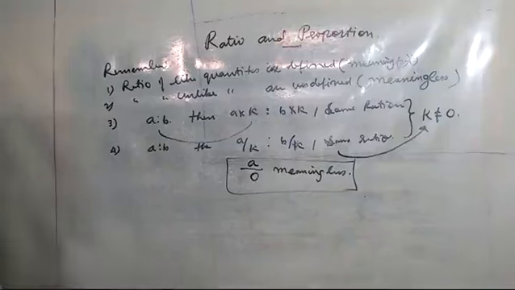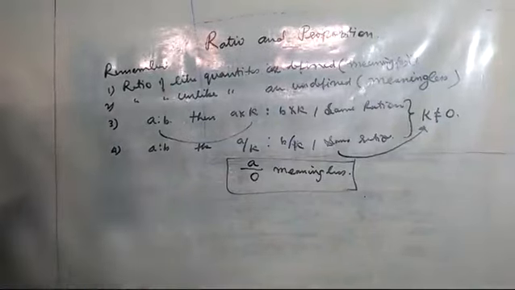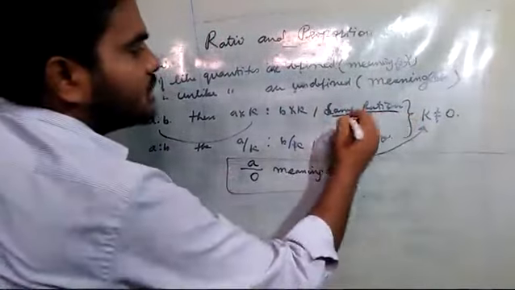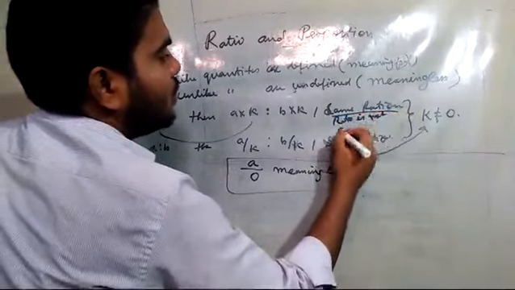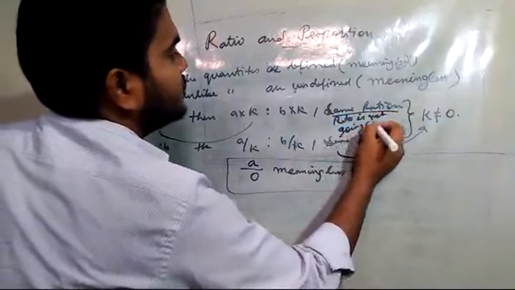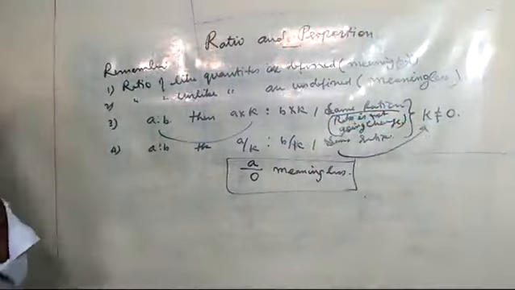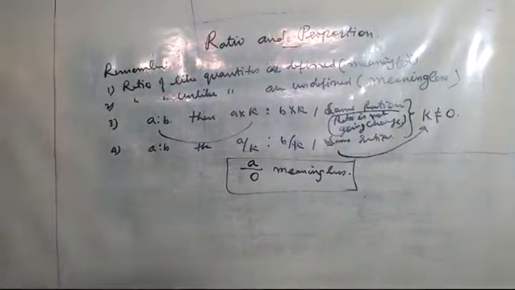If we multiply or divide by the same positive or negative number, the ratio is not going to alter. The same ratio will remain. Alter means it is not going to change. So this is the meaning of ratio, and this is the introduction of ratio.